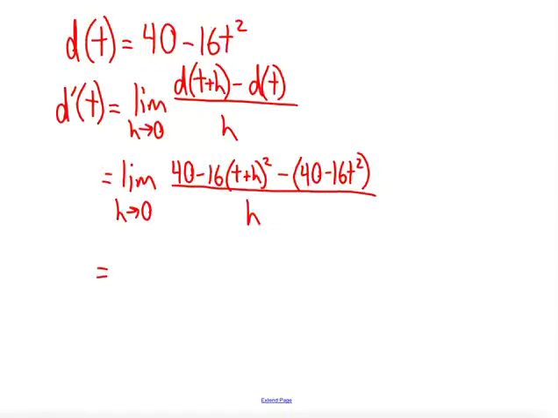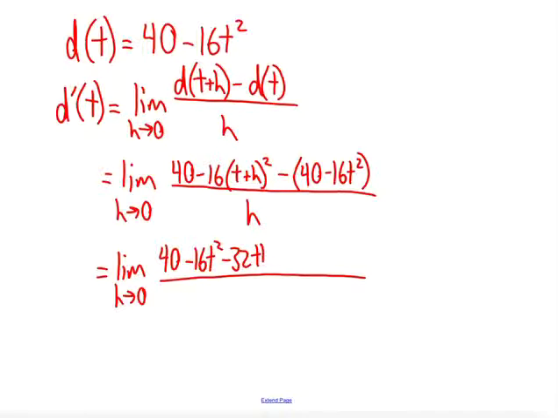So we've got to FOIL this and then distribute the negative 16. I'm going to do that all in one step. You know how to FOIL and distribute, so you can figure that out. So we have 40 minus 16t squared minus 32th minus 16h squared minus 40 plus 16t squared. That's the numerator FOILed out, and we distributed the negative and everything.